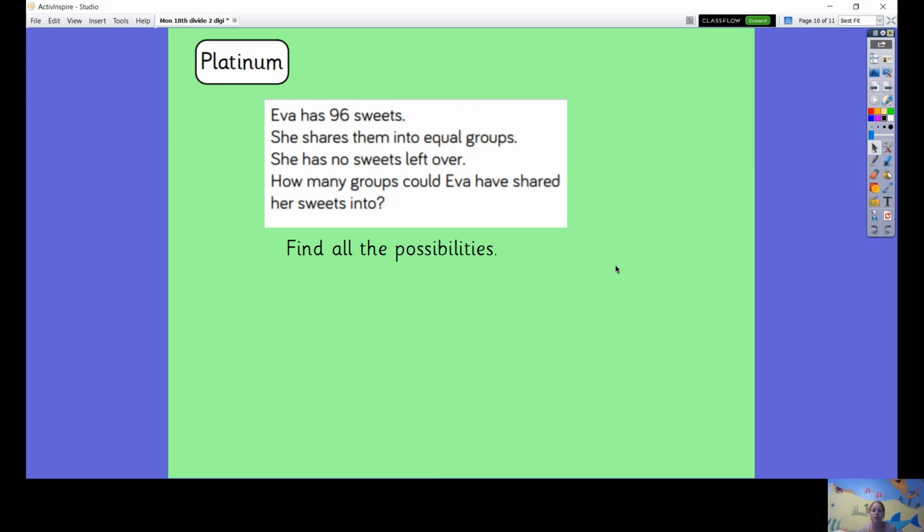She can share them into equal groups, and you just have to have a play around and see what you can do. So you can either use the bus stop method, have a go, see if you can share them into 2 equal groups, 3 equal groups, 4 equal groups, 5 equal groups, like that. She has no sweets left over, so if you do any and they've got remainders, then that's not a possibility. Before you have a go at this, you need to make sure you have had a go at least at the gold activity though. Okay, so good luck with that.